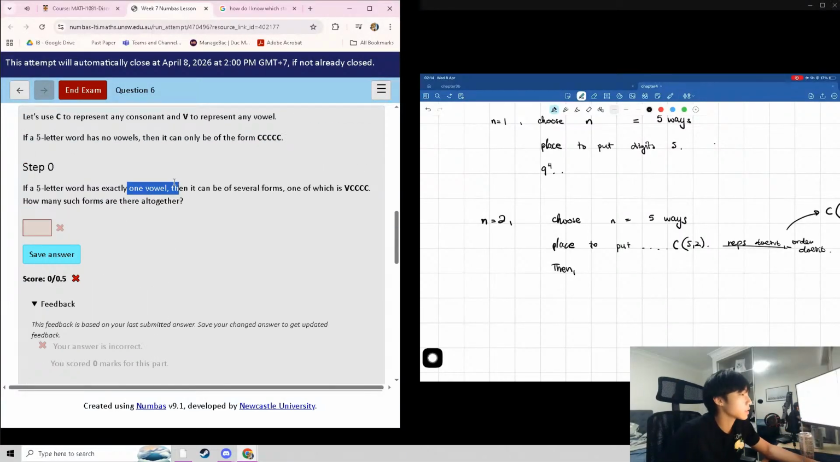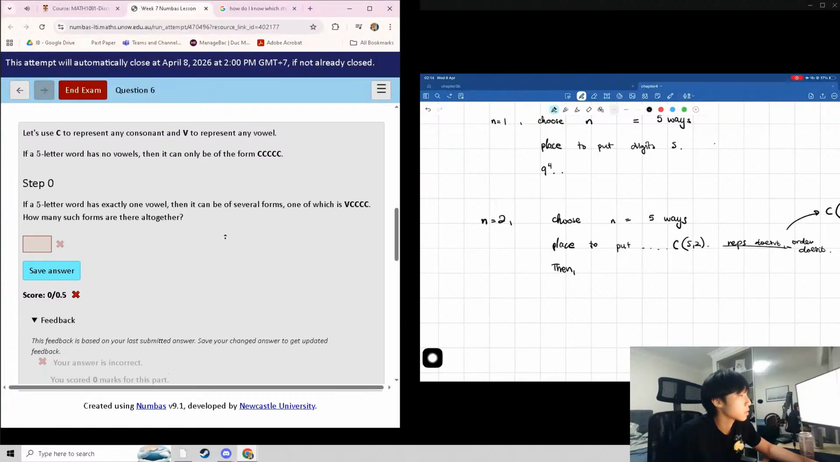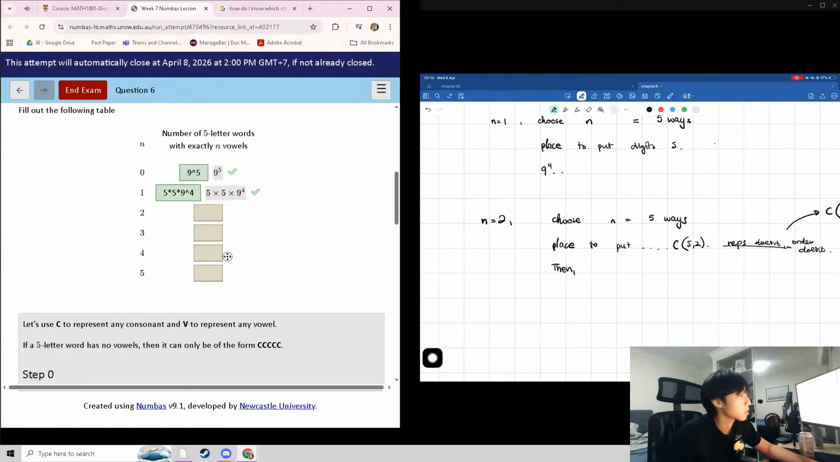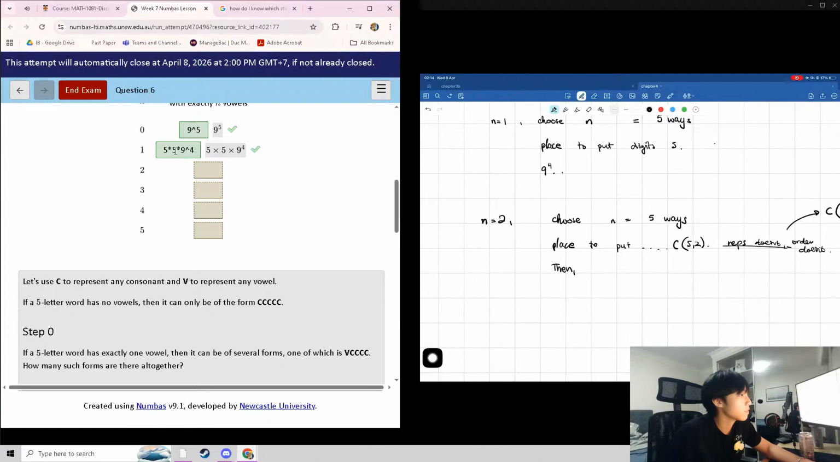If a little word has actually one vowel and they create self-forms, of which how many such forms are there altogether? 5. What's this?